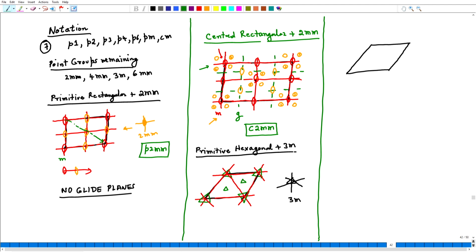Now, let me focus on a couple of mirrors. Let us say I look at the mirror M1, and I should also say this is my vector A, this is my vector B. So, I am focusing on mirror 1. I am focusing on the reflection operation sigma 1, followed by the lattice translation B. So, my lattice translation is this. Now, what will this do?